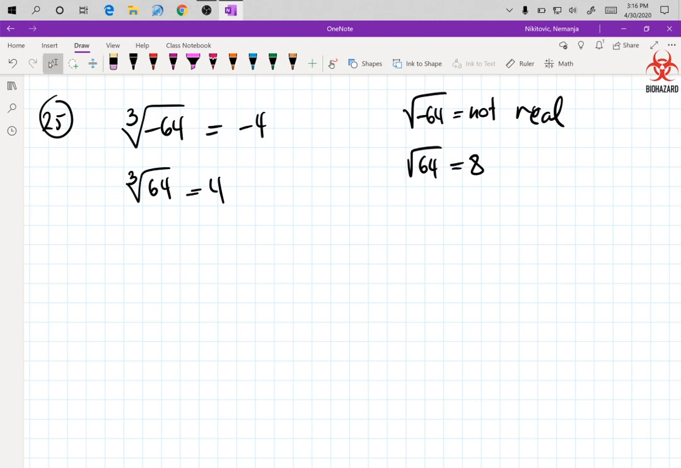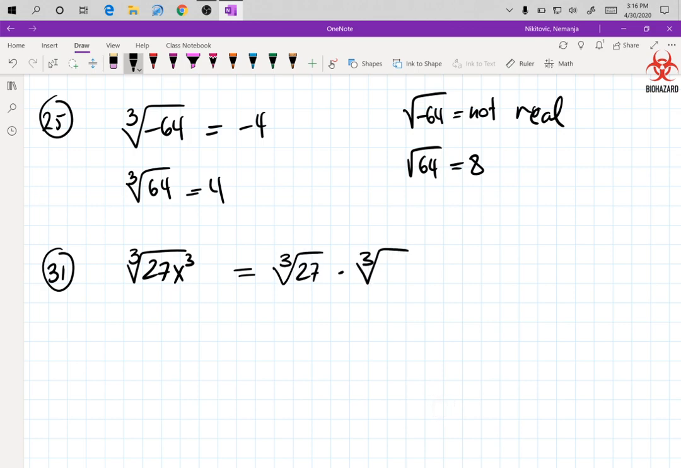What else do we have? Problem 31 looks good with a cube root of 27x to the 3. Okay, that's cube root of 27 times the cube root of x to the 3. So what do we have? Cube root of 27 is 3, and over here, because they are the same powers, they cancel, so we just get 3x. Really cool.